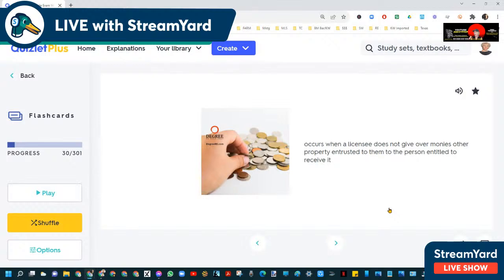Oh, boy. I showed you the results instead of, okay. Occurs when a licensee does not give over monies or other property entrusted to them to the person entitled to receive it. Okay, so this occurs. So I gave you the words that answer the question. So what occurs when a licensee does not give over monies or other property entrusted to them to the person entitled to receive it?